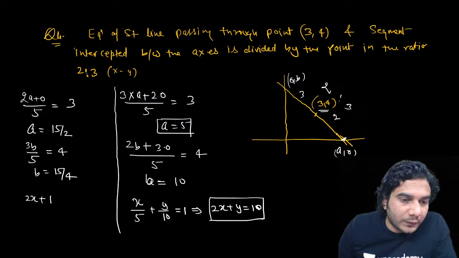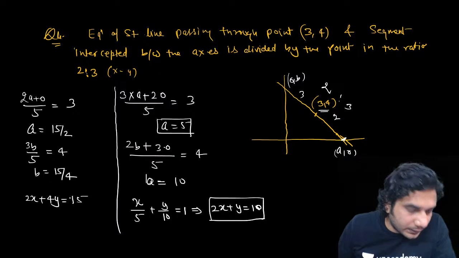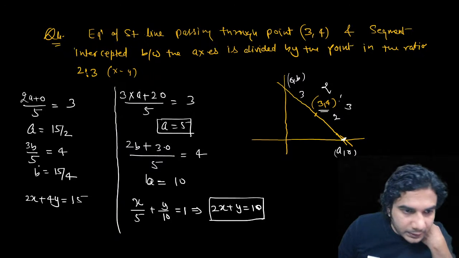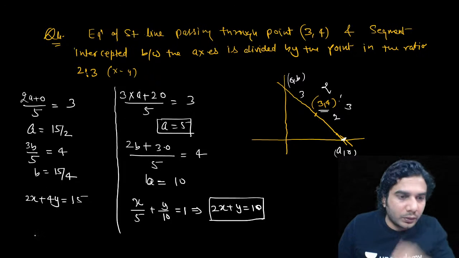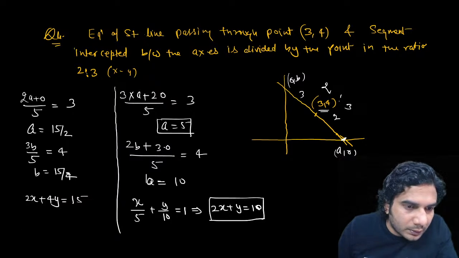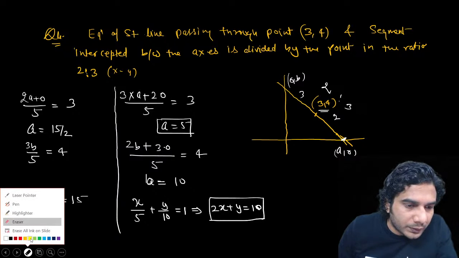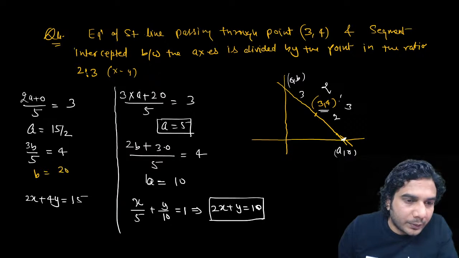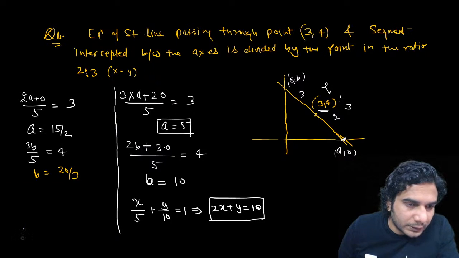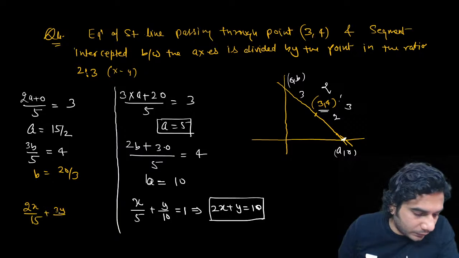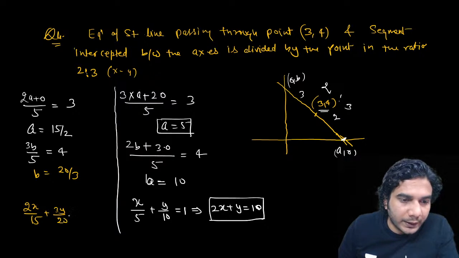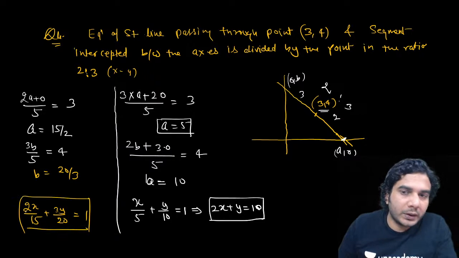2x plus 4y, I'm writing the answer directly, is equal to 15, okay? Wait a minute, sorry, I have written B wrong. B was wrong. So B is 20 upon 3, okay? So now you can write the answer. It is x upon A, so 2x upon 15 plus 3y upon 20. I think this is what she has written. Yes, equal to 1. Correct answer. Gia, you have got the right answers.